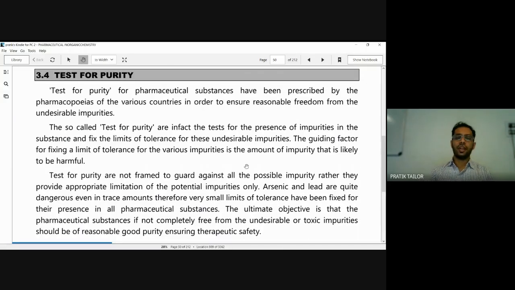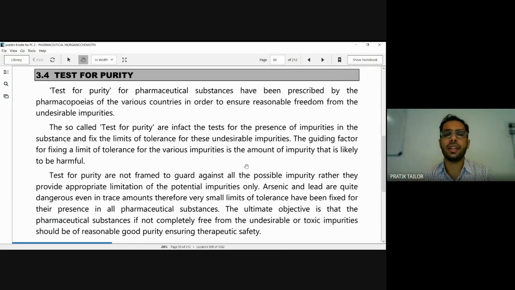Now, test for purity. In the monograph, you will observe this title, test for purity. This will include many of the tests that can either detect the impurity which is present, or give us a certain assurance on the purity of your compound. So both aspects will be fulfilled by this test for purity.